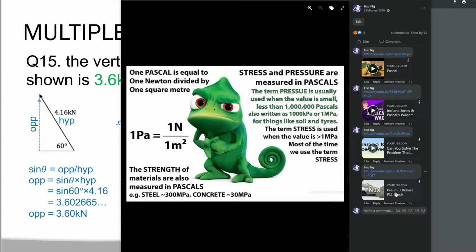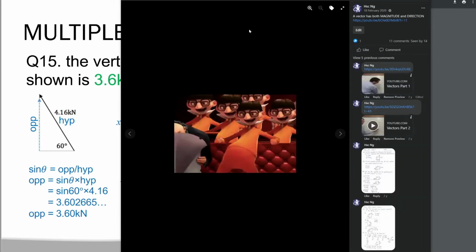Prelim Part 3 brakes, or Prelim Chapter 3 brakes Part 2 mechanics. And here we have the idea that 1 Pascal equals 1 Newton divided by 1 meter squared. But with Grease units, we can say we go together like megapascals and millimeters squared. You'll also notice the third thing I said here, that steel has a strength measured as 300 megapascals. Anyway, moving on to vectors.